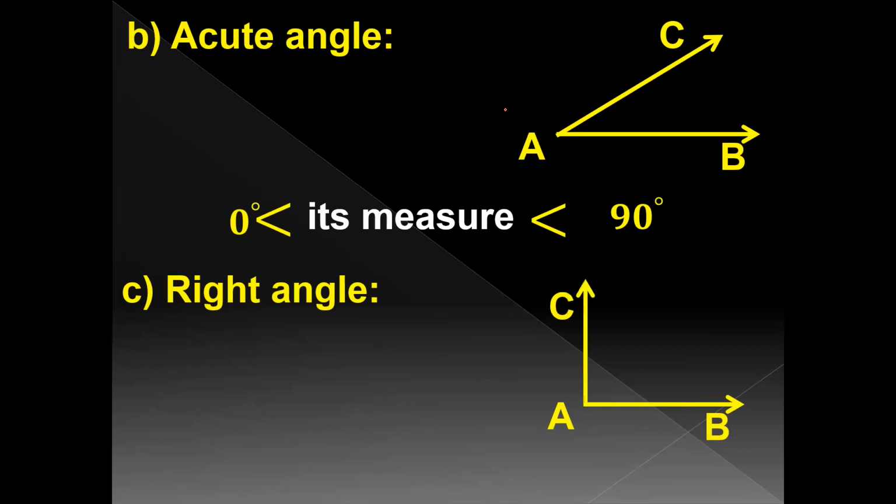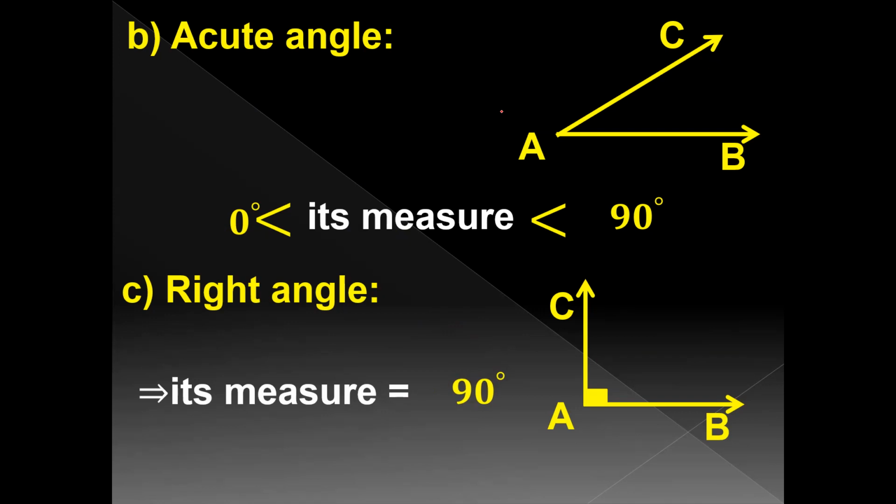Right angle. Right angle is the angle whose measure is 90 degrees, only 90 degrees. Any angle with measure 90 degrees is called a right angle.